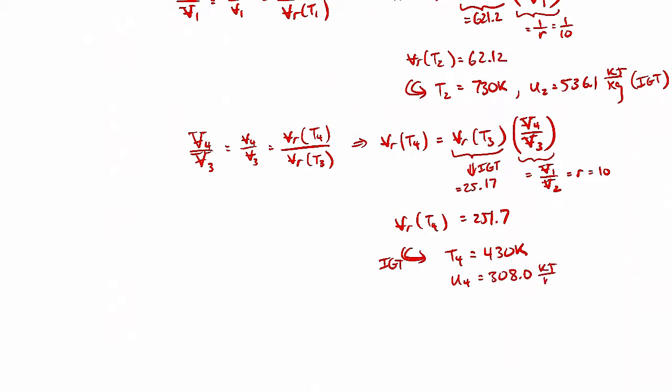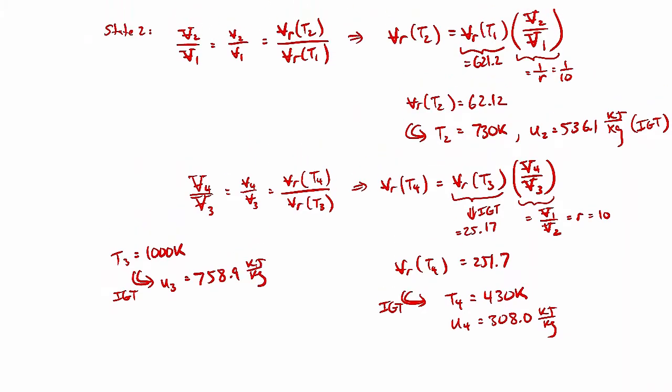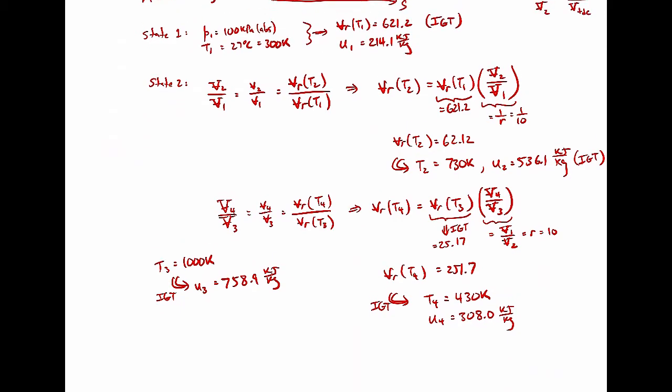kilojoules per kilogram. And one other quantity we'll want is the specific internal energy at state 3. So since we know that T3 was 1000 Kelvin, that was given in the problem statement, again, we can use the ideal gas table to get U3. And when we look that up, that comes out to be 758.9 kilojoules per kilogram. So what we've done so far is just find properties at all the various states.